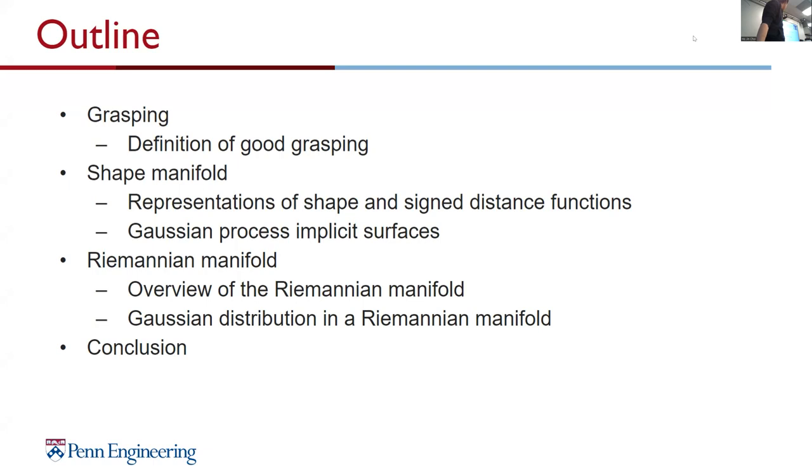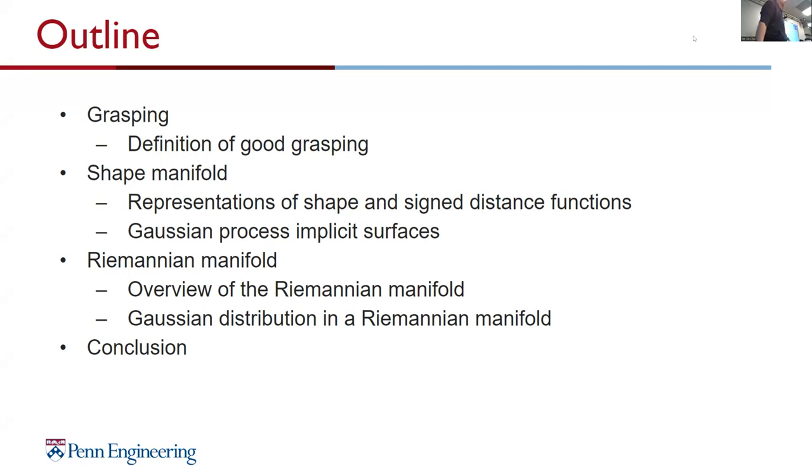So this is an outline of what I'm going to talk about. Our two main topics will be the shape manifold and the Riemannian manifold. The shape manifold will especially focus on the signed distance function and its characteristics, and one paper related to it. I'm also going to talk about what the Riemannian manifold is, an introduction to it, and a utility that will be helpful for your projects also.